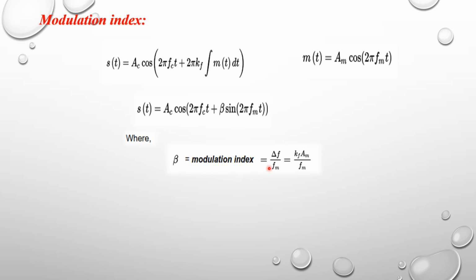It is equal to the change of frequency, delta f, divided by fm. It is equal to kf into Am divided by fm, and this is the beta value. So after integration we get kf into Am divided by fm, which is exactly equal to the beta factor. So beta is the modulation index.